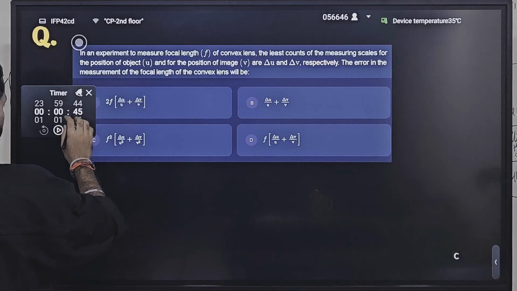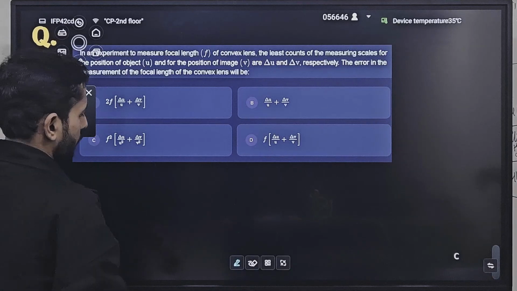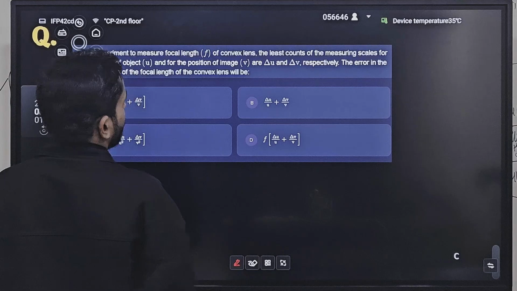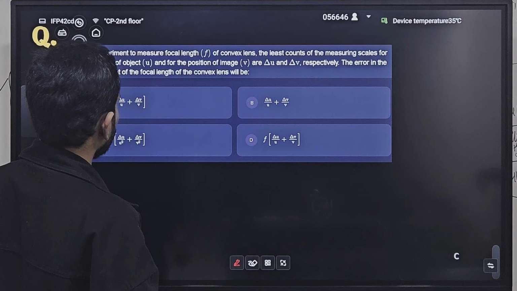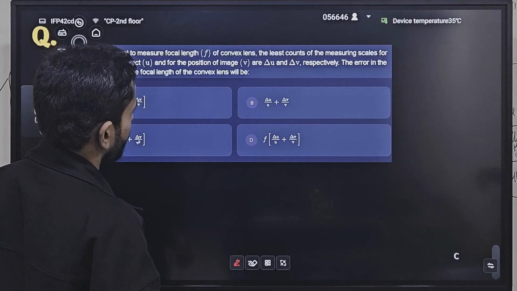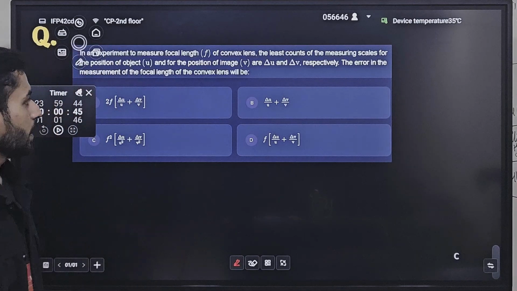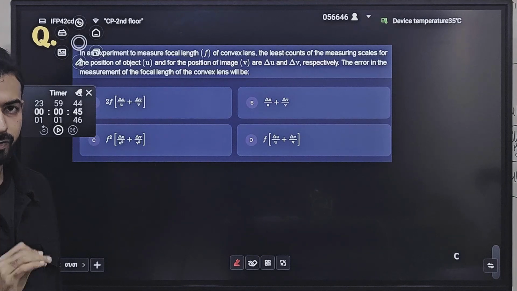Now see how to solve this question. In an experiment to measure the focal length of a convex lens, the least counts of the measuring scales for position u and position v are delta u and delta v. We have to find the error in the measurement of the focal length of the convex lens. That means you have to find delta F.